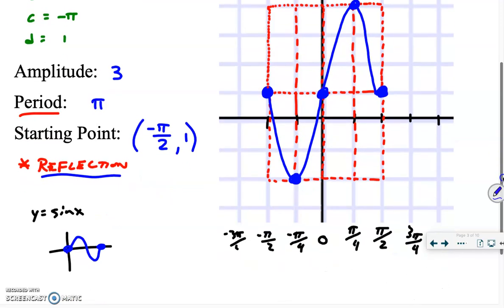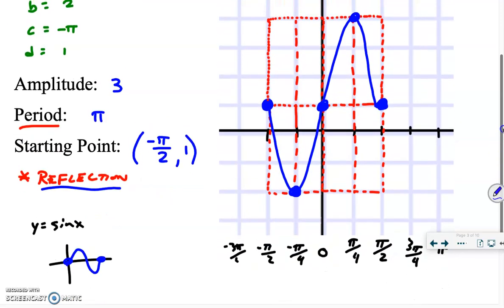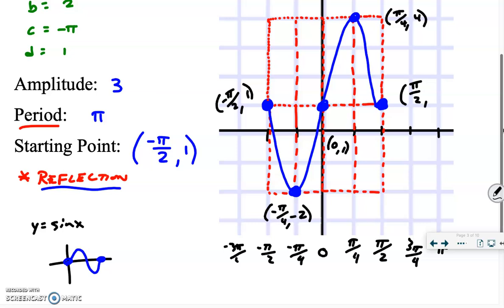So if our job, again, was to go a little bit further and to identify these critical points or key points, we hopefully would be able to do that with relative ease. Looks like this first one, again, my starting point was at negative pi over 2 comma 1. Second down here, this is at negative pi over 4 comma negative 2. Third, in the interior, I don't know the best place to put this. We'll just call it 0 comma 1. Up top, we are located at pi over 4 comma 4. And lastly, we're located at pi over 2 comma 1.